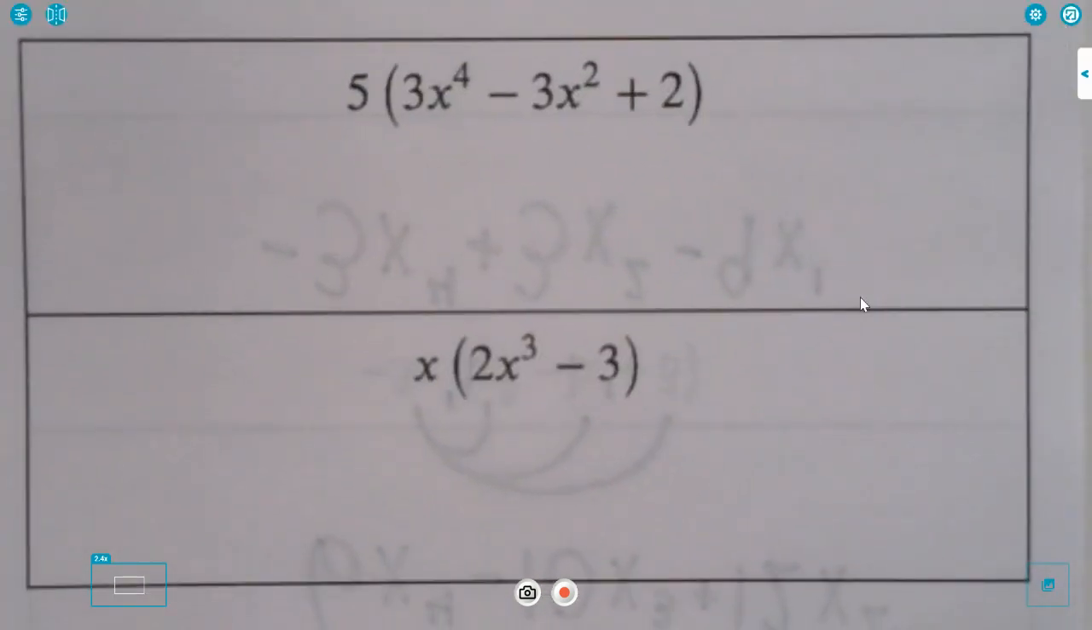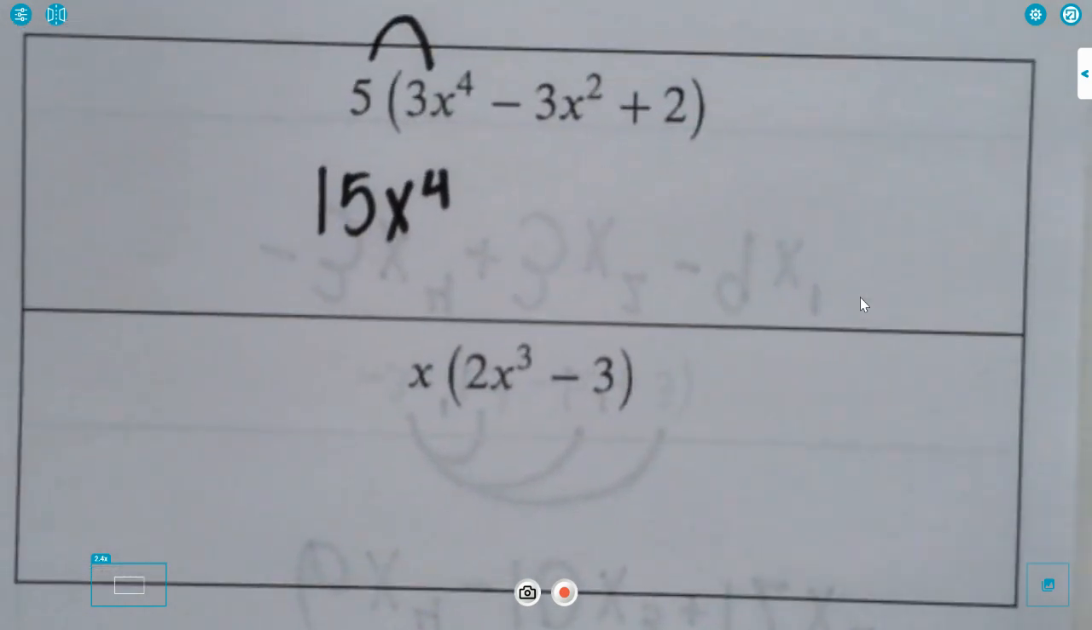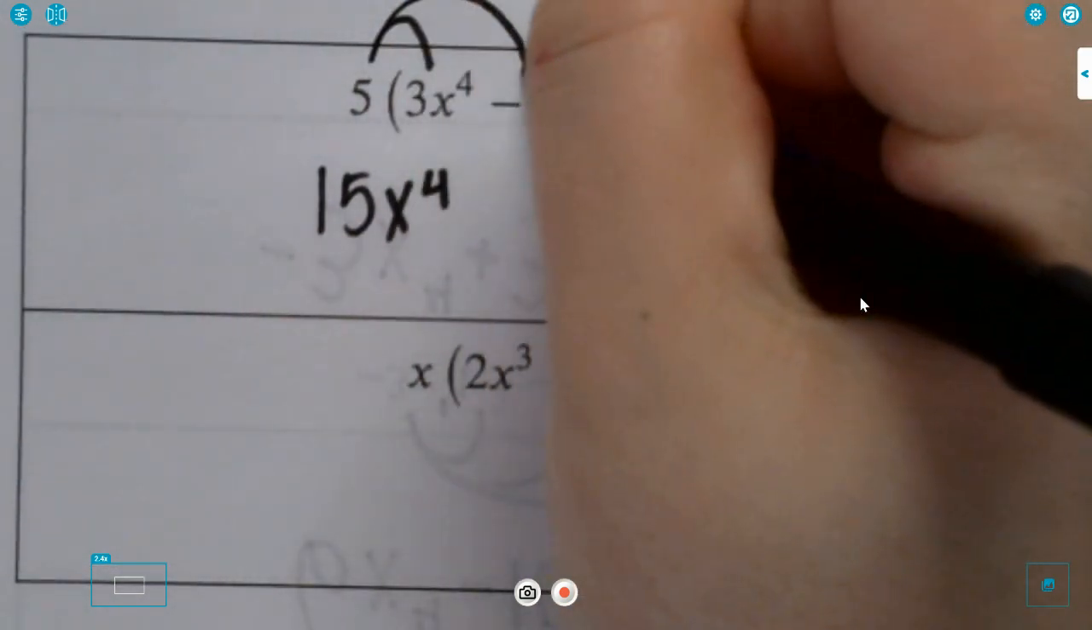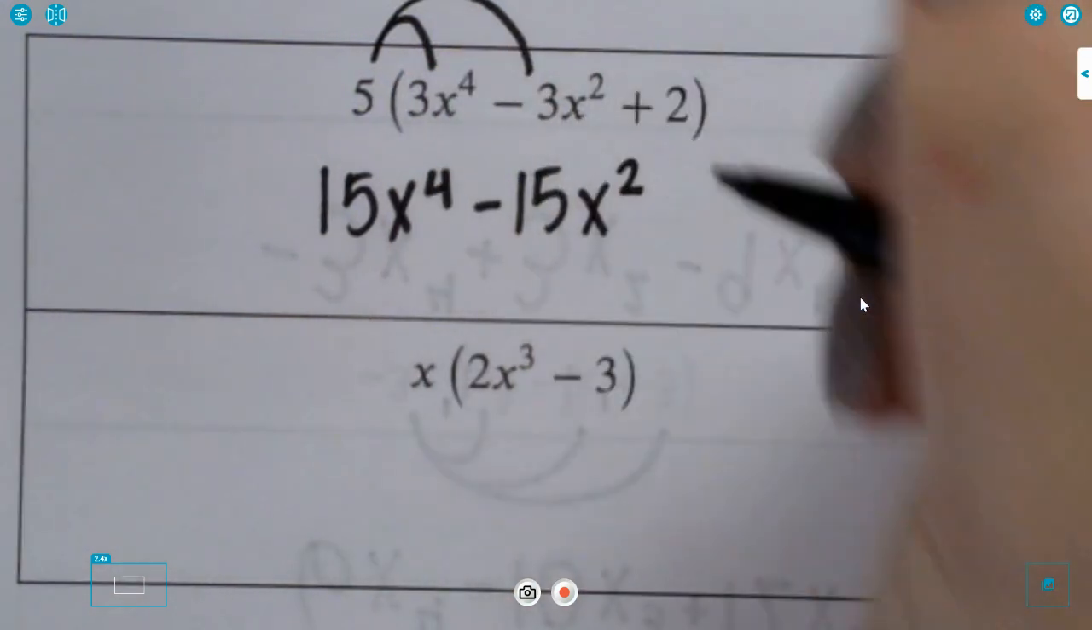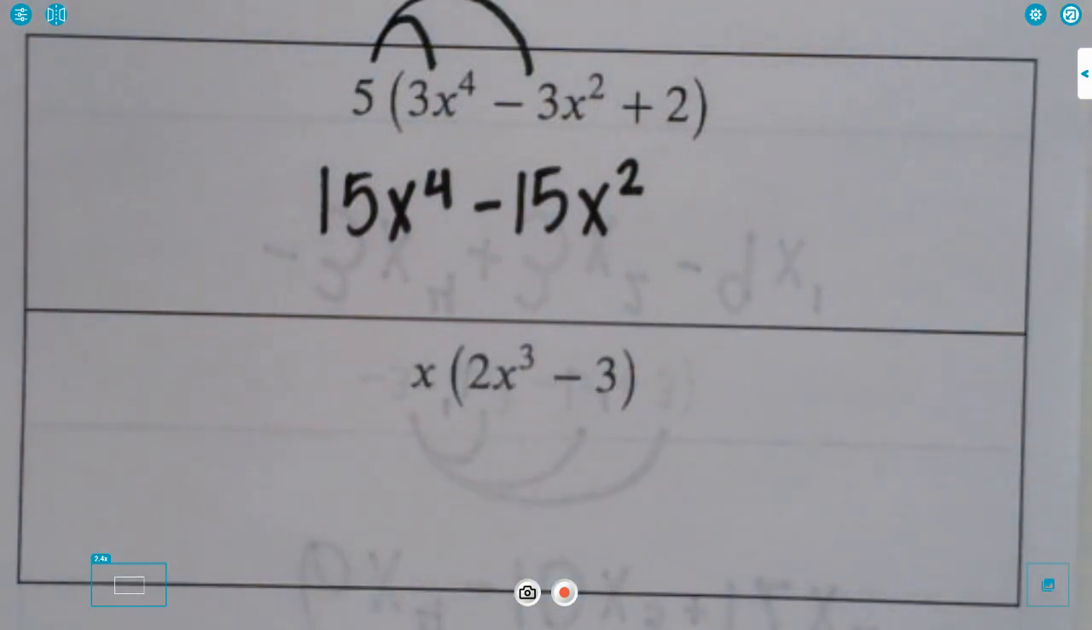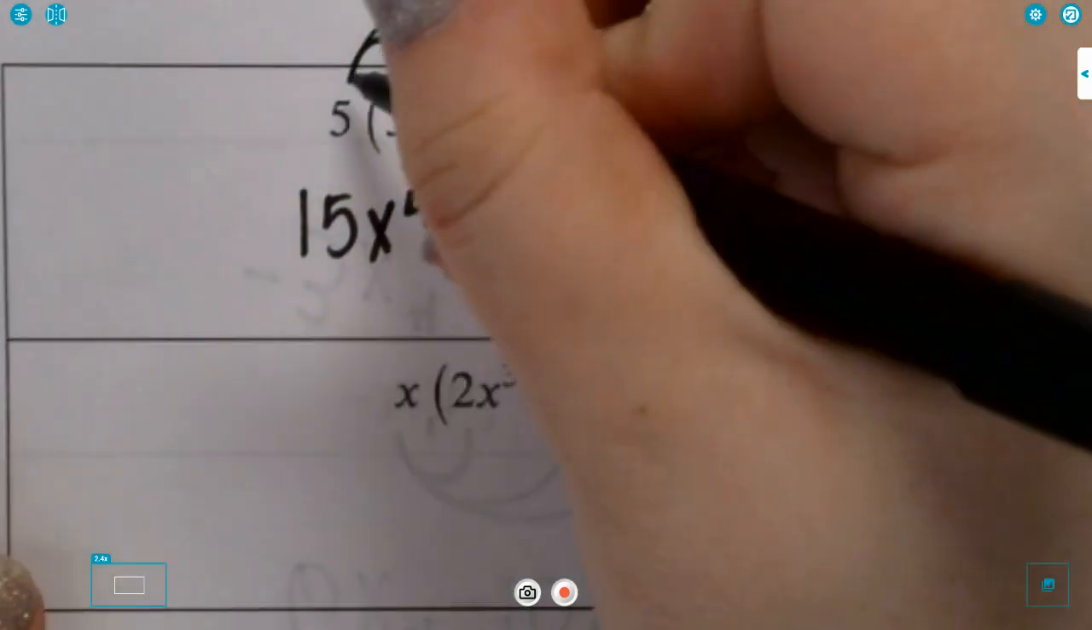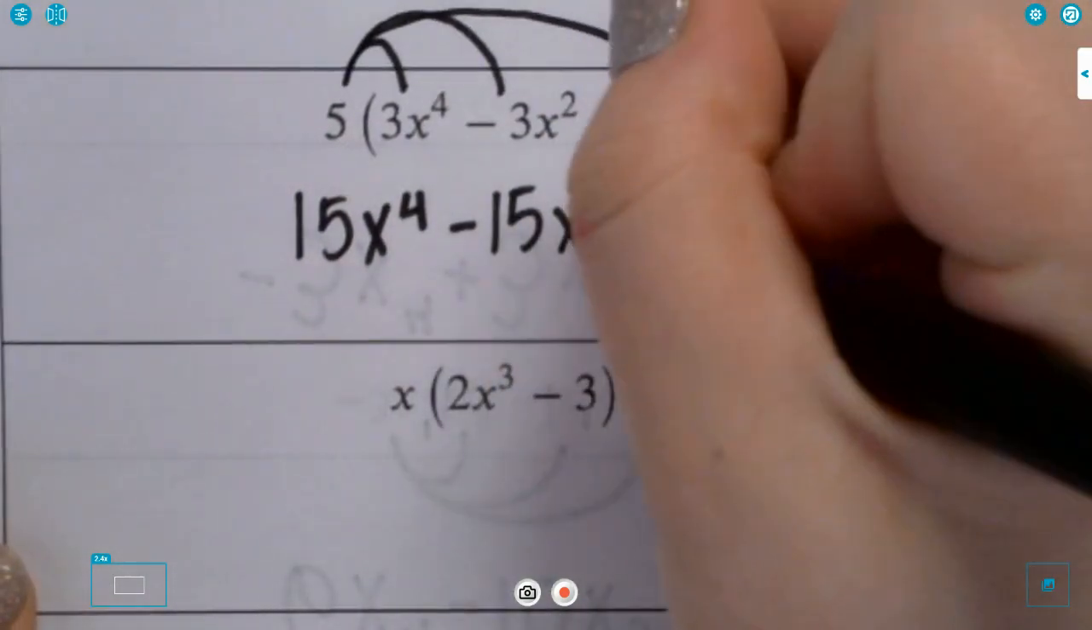We're going to distribute out this 5. On this one, the only thing we're distributing out is a 5. So this is just like we're multiplying everything by 5. So 5 times 3x to the 4th is 15x to the 4th. 5 times negative 3x squared. The 5 times negative 3 is negative 15. And then it's still x squared. Which is 10. And then the 5 times 2 is just 10.